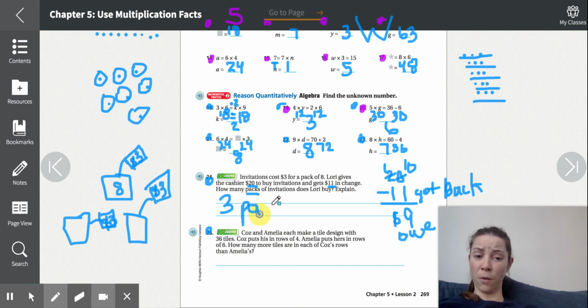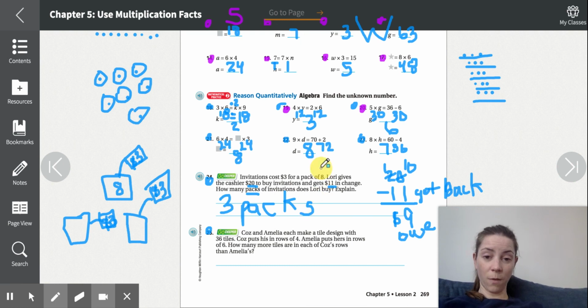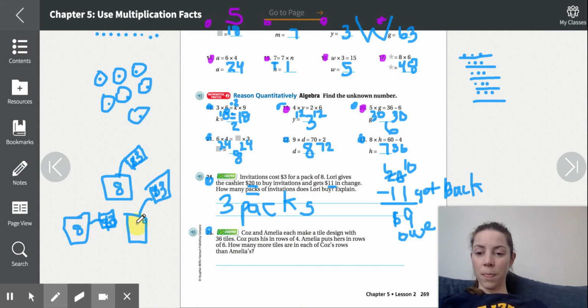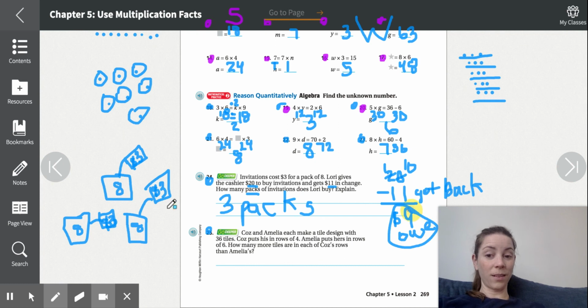That was a hard one. You know why else that was hard? Because they tried to trick you by giving you an extra piece of information that didn't even matter. This right here, a pack of 8. We didn't even have to use that 8 really. They just tried to trick you with it and get you to use that. We just needed to subtract how much she got back from the total that she gave, and figure out that $9 is how much she actually spent. So then I needed to get my packs to equal $9.